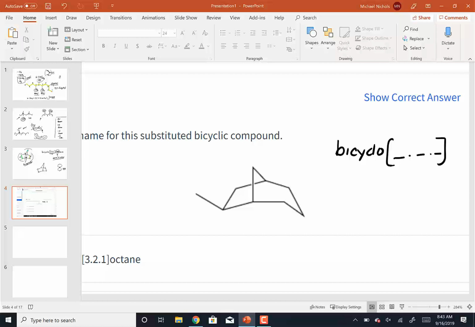How many total carbons? Now, this right here is my substituent. So the bicyclo-blank-ane is only going to be for the ring system, not the substituent. In this case, I've got how many total carbons? 1, 2, 3, 4, 5, 6, 7, 8. So this is going to be a bicyclo number octane. The CH3 is a substituent, it doesn't count.